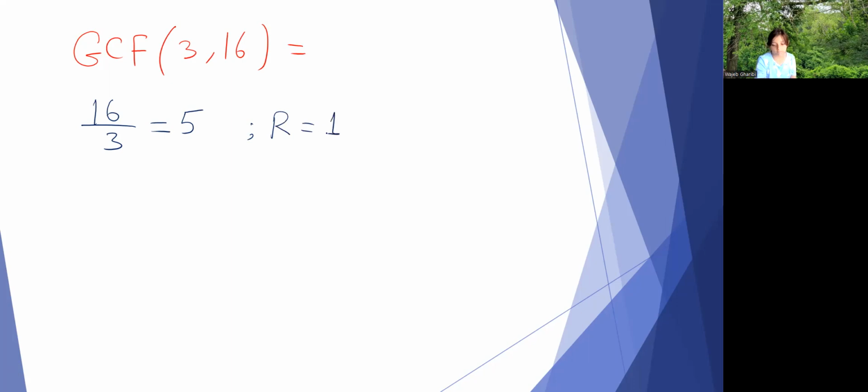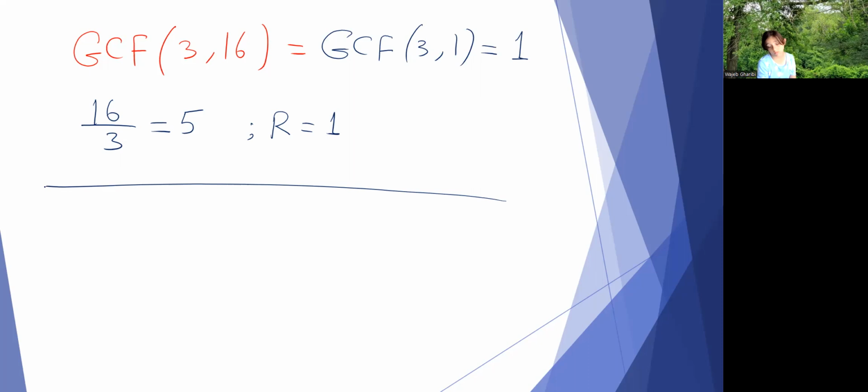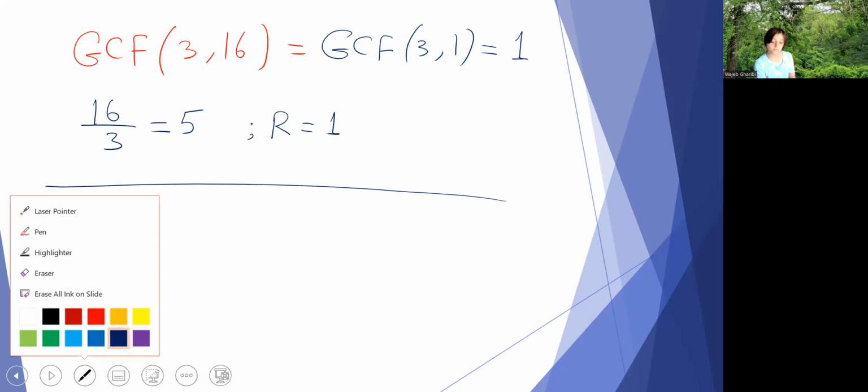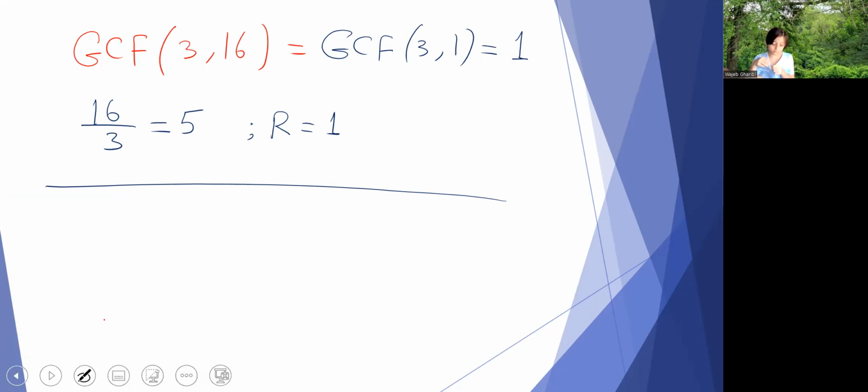1. So here, the greatest common factor of 3 and 16 is the same as the greatest common factor of 3 and 1. What is the greatest common factor of 3 and 1, Maria? The greatest common factor of 3 and 1 is 1. We are done. Okay. So easy. Let us have one more example from your book here.